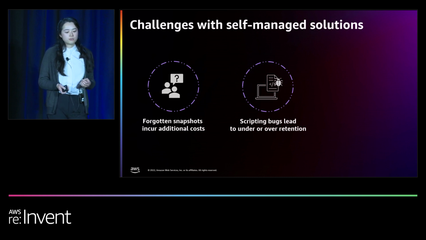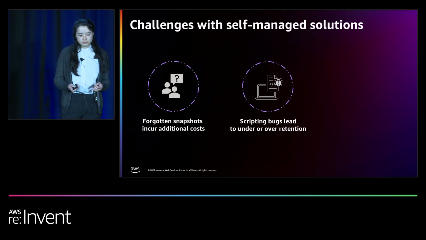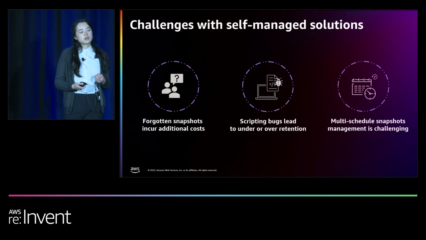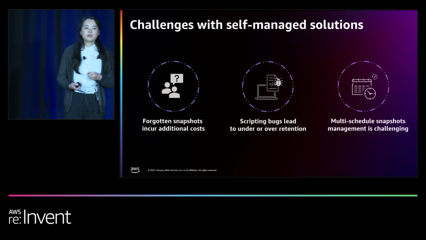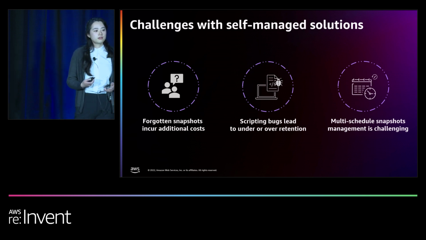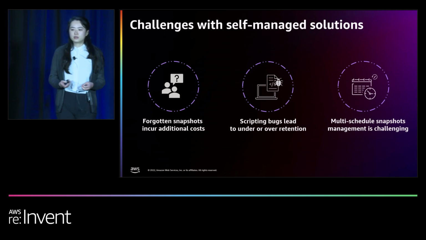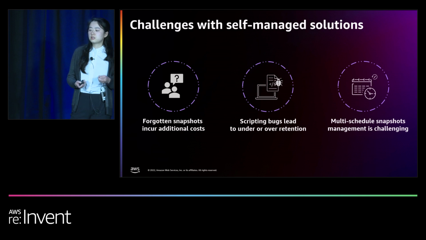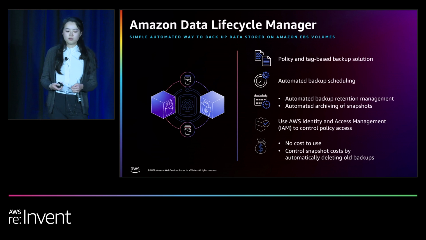We also see cases where scripting bugs lead to under or over retention of snapshots. And lastly, for some of our customers, they need multi-scheduled snapshotting. So taking some daily snapshots for backup, taking some monthly snapshots for compliance purposes. Each are retained with a different retention schedule. And it's just a complex management system. So customers have come to us and asked, hey, can you make this easier? Can you make the creation, retention, and deletion of snapshots easier? And that's why we created Amazon Data Lifecycle Manager.